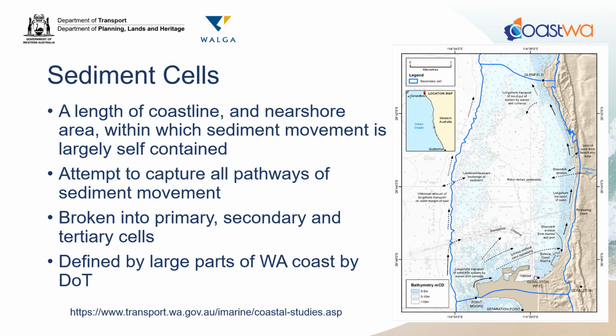We've discussed sediment cells in previous modules, but we'll do a quick recap. A sediment cell is typically a length of shoreline or coastline and the adjacent nearshore areas within which the sediment movement is largely self-contained. So we're not seeing too much movement outside of this cell or into this cell from outside. In the figure there we can see the blue line, which is an outline of the secondary sediment cell. Sediment cells are typically broken into primary, secondary and tertiary cells on smaller scales. The figure attempts to capture all the pathways of sediment movement within that cell.